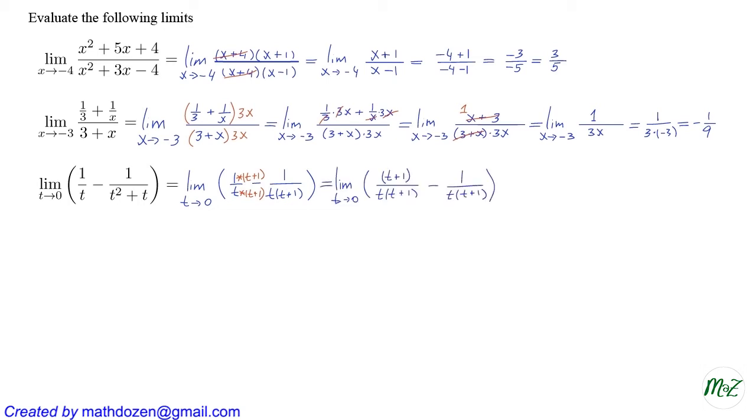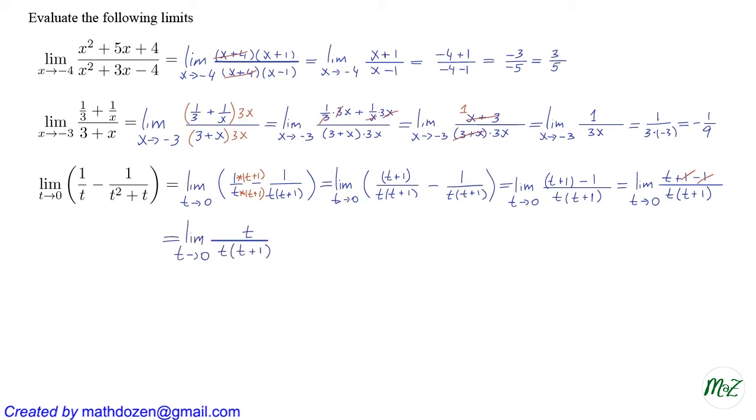So after we multiply the first fraction by t plus 1, we have the difference of those two fractions. Now they have a common denominator. So we get to do the difference, so it's the difference of numerators over the same denominator. So we have the expression t plus 1 minus 1, and the plus 1 and minus 1 cancel out. So we're eventually left with the limit as t approaches 0 of the expression t divided by t times t plus 1.